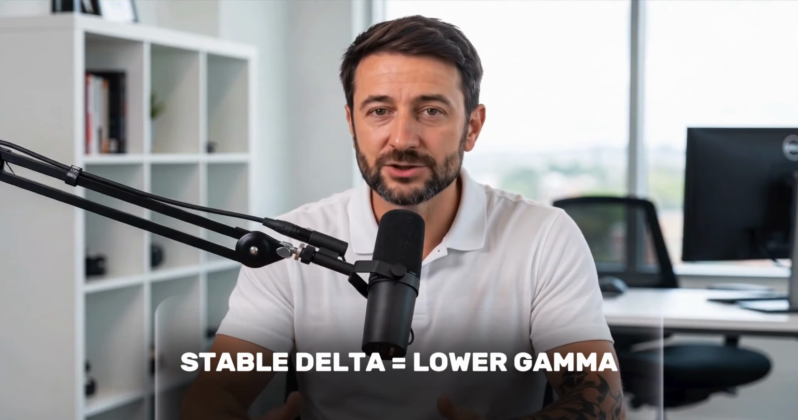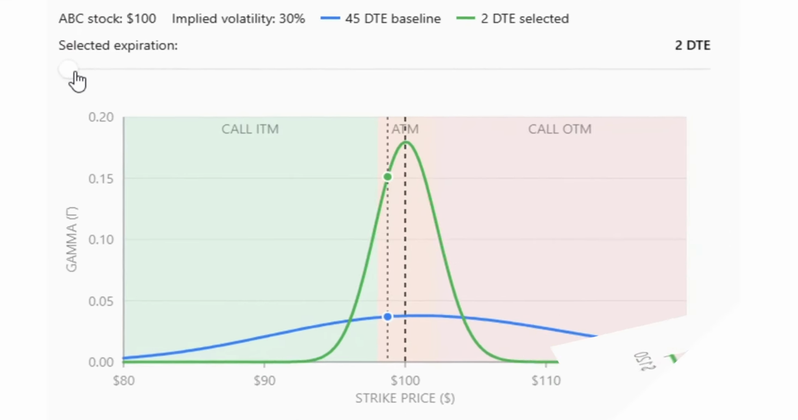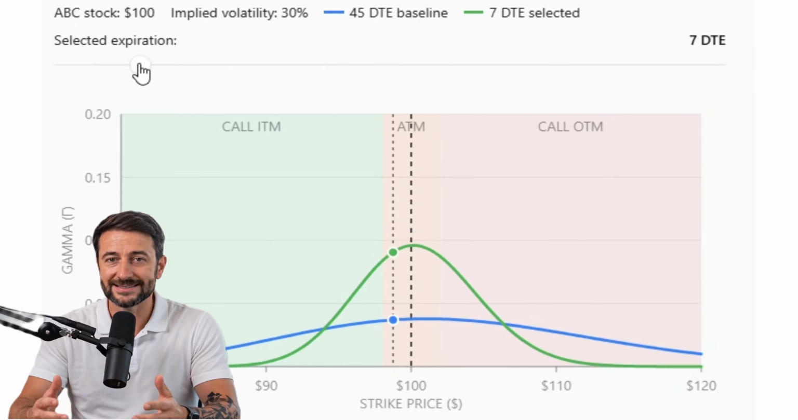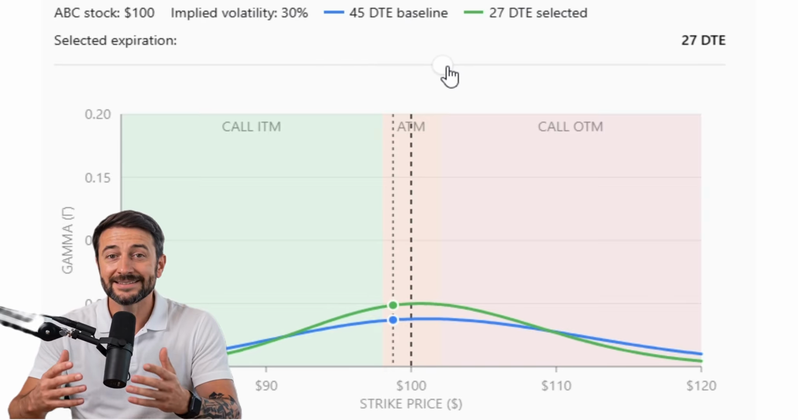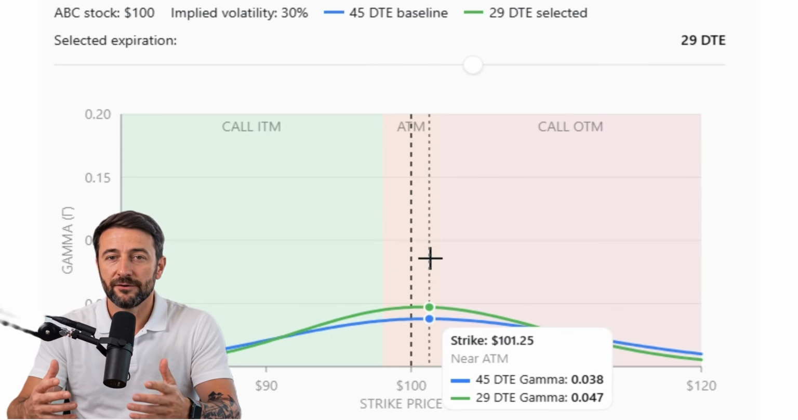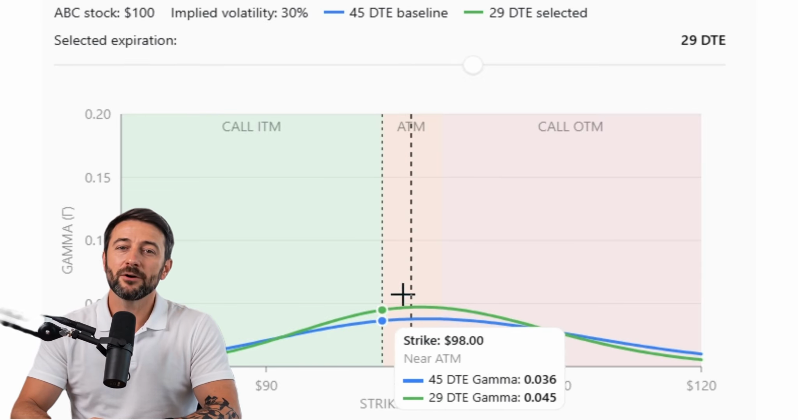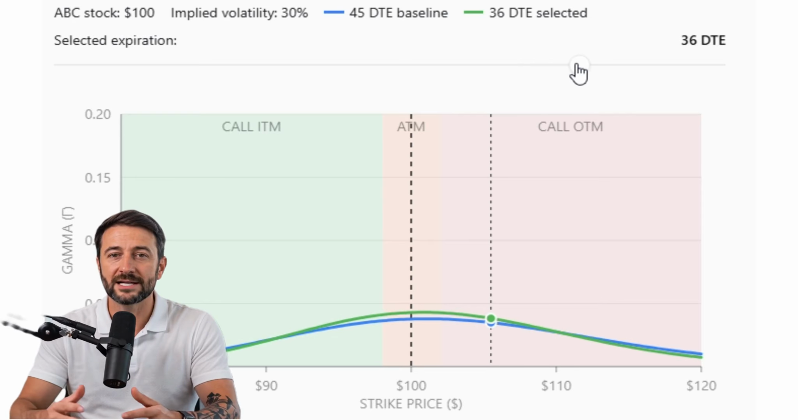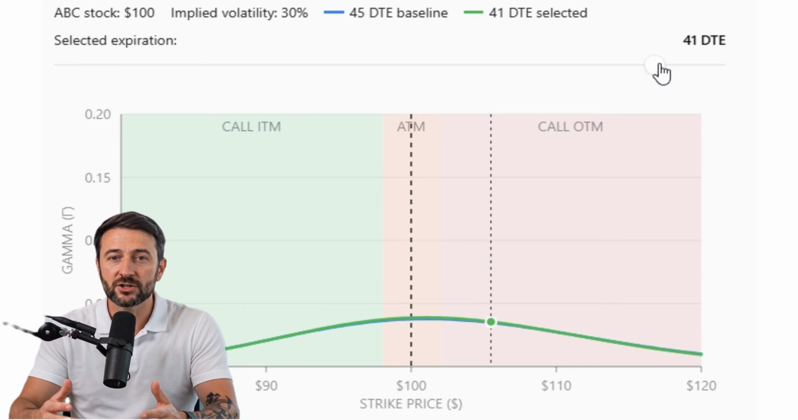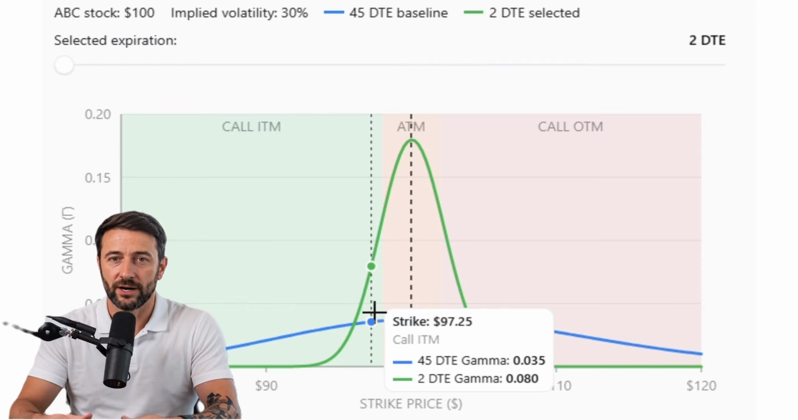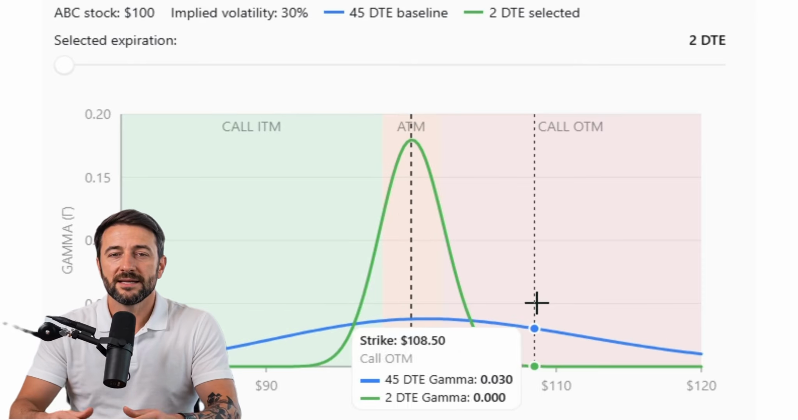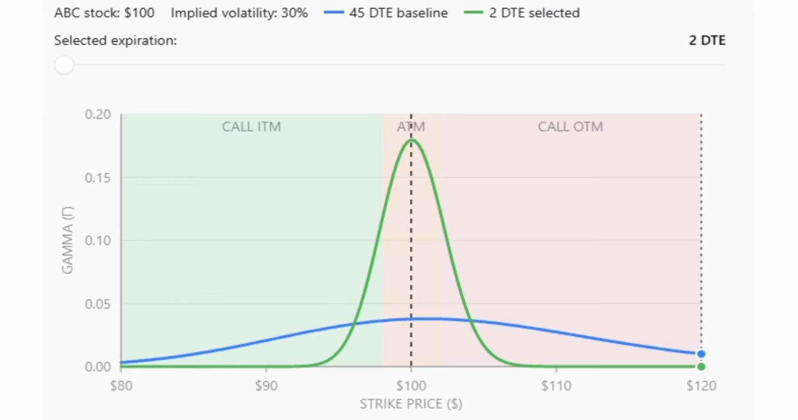Time also has a major effect on gamma. As you can see on the chart, the option with 45 days until expiration has a lower, wider, and smoother gamma curve. Its delta changes more gradually as we move across the different strike prices. Now compare that with the option that has only 2 days remaining. The gamma curve becomes much taller, narrower, and steeper around the at-the-money strike. Gamma is now concentrated in a very small area. This means that near expiration, even a small movement in the stock can cause delta, and therefore your directional exposure, to change far more abruptly.